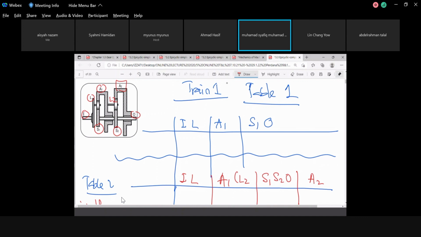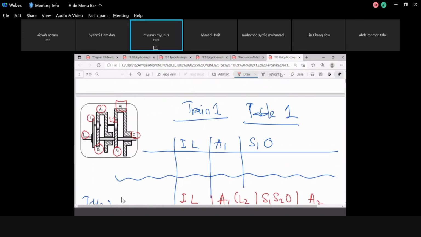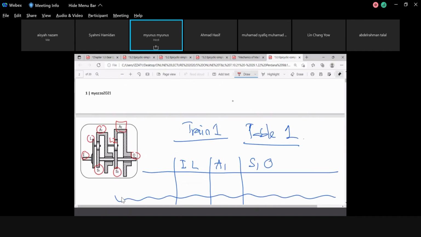Can I ask that last question? Yes, please. For table one, how are we going to choose gear train number one or train number two? Okay, thank you. I thought of explaining it in the coming week, but thank you for asking. Yes, table number one must have train one. When you ask, we have to listen up very carefully. How do you select? Because you have to decide which one you want to select.